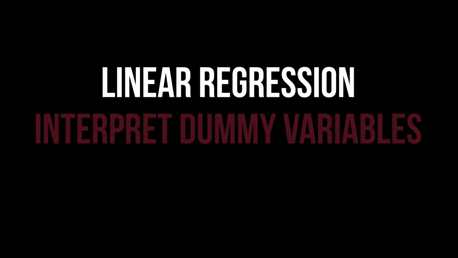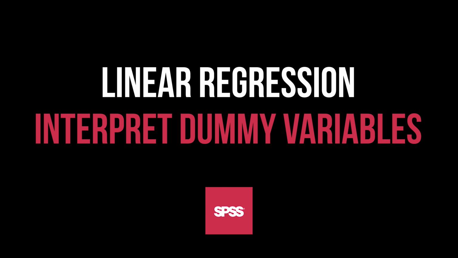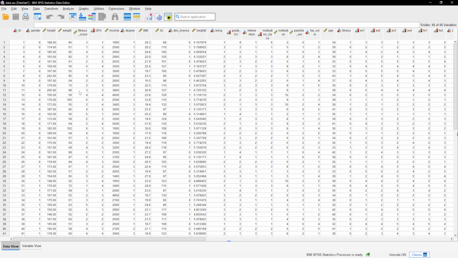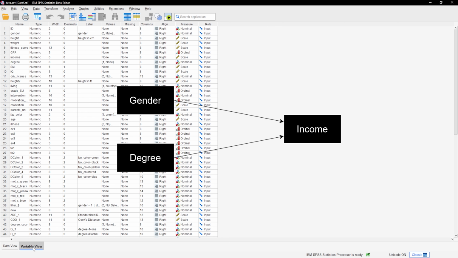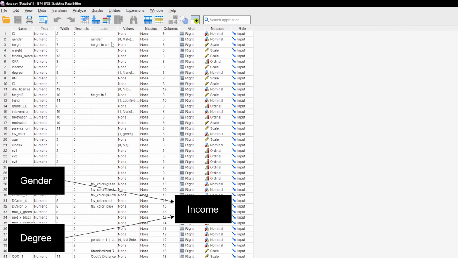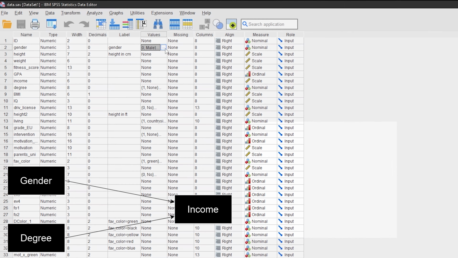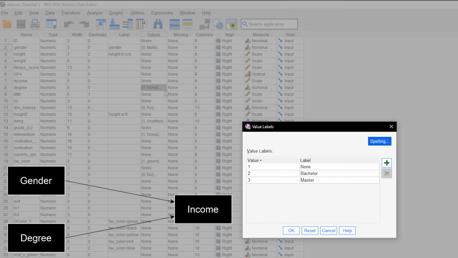This tutorial shows how to interpret dummy variables in a linear regression in SPSS. I will use the following example. For a hypothetical dataset, I want to explain the income with two categorical variables only: gender, male or female, and the person's highest achieved degree, none, bachelor's or master's.